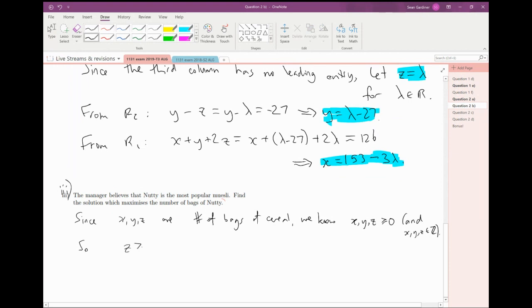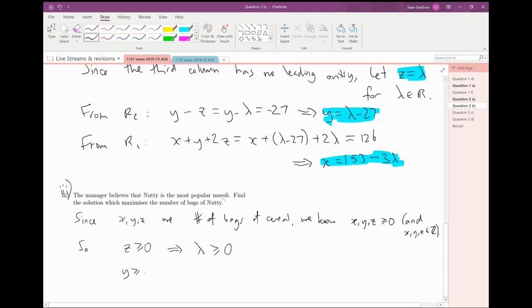So z is greater than or equal to 0, but by my solution, that means lambda is greater or equal to 0. Whatever value I pick for lambda, we've said that we could pick any real value for lambda, but we want to restrict now the possible values for lambda to those that force the number of cereal boxes to be positive. Okay. So I need z to definitely be greater than or equal to 0.